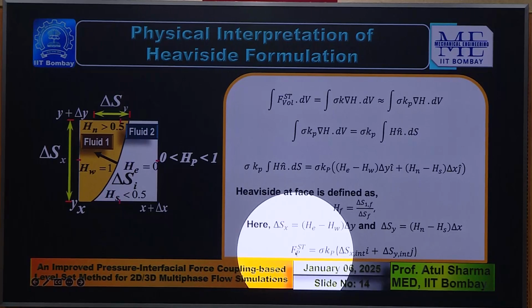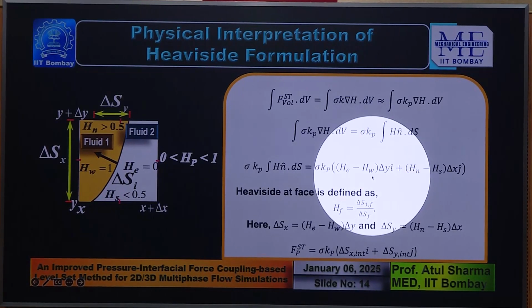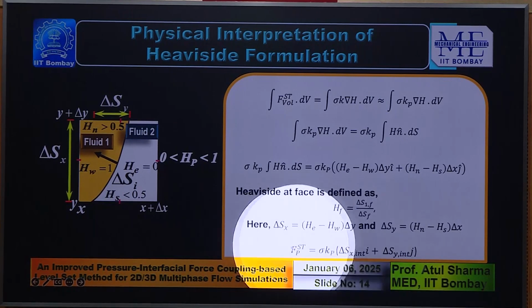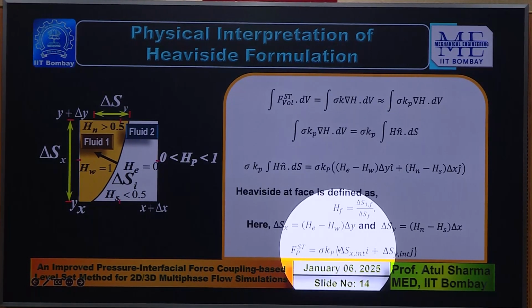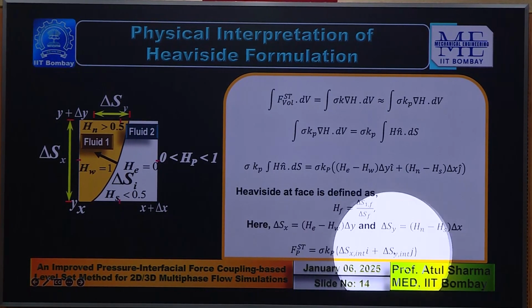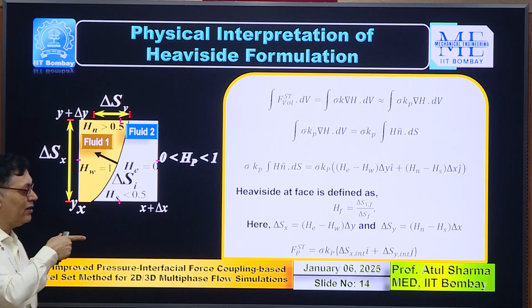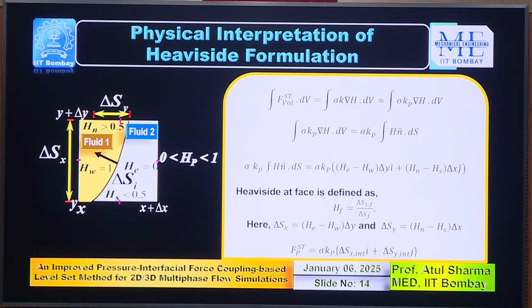Then, when you substitute the Heaviside function in terms of the x and y components of the surface area, you end up with a formulation where this volumetric force is reformulated into a surface force. Now, when we go to the solution algorithm, when you develop a computational methodology, we do not use this in the predictor step. It comes in the pressure Poisson equation later on.